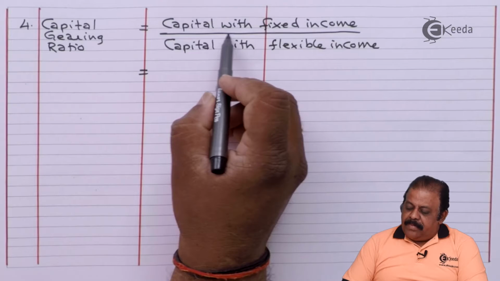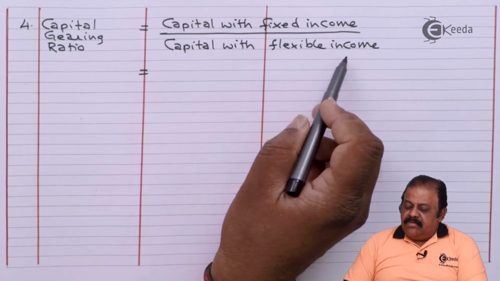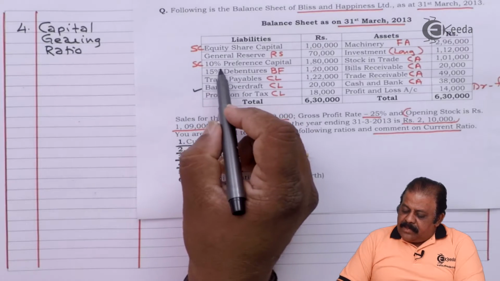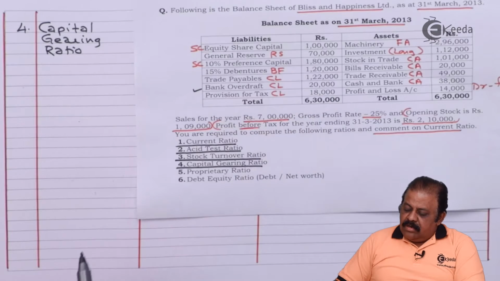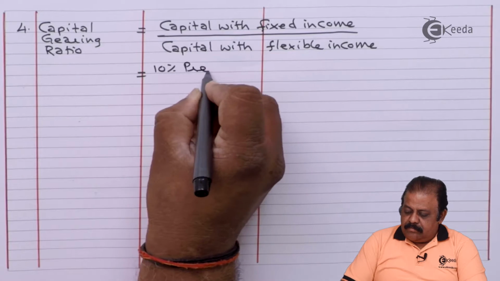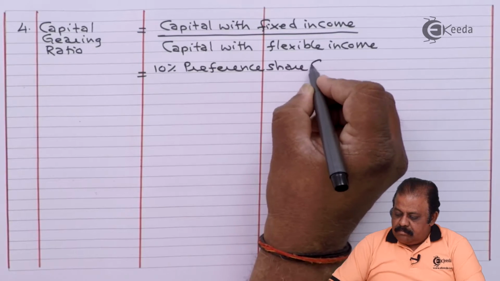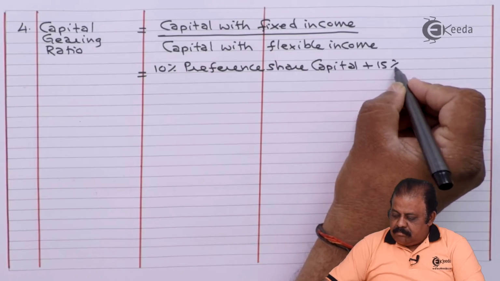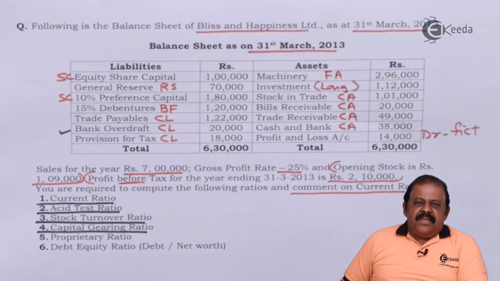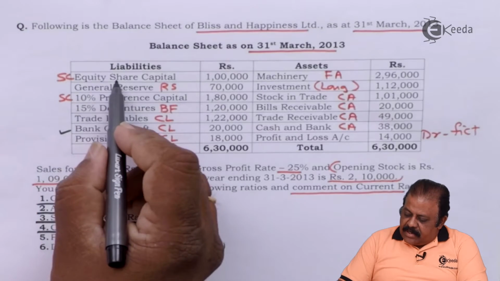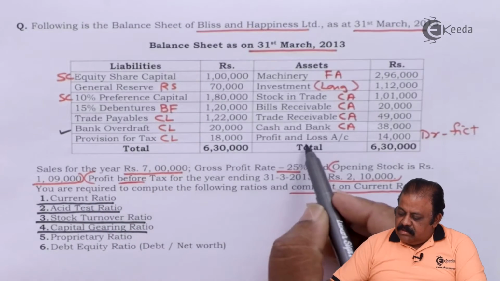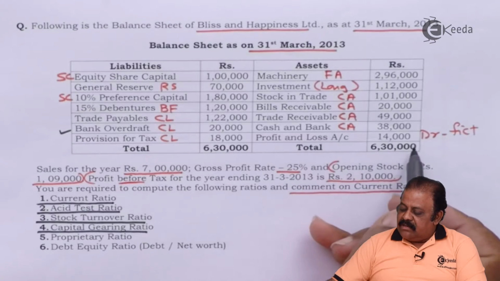Capital gearing ratio, capital with fixed income divided by capital with flexible income. Capital with fixed income we have 10% preference share capital 1,80,000, 15% debentures 1,20,000. Capital with flexible income means equity shareholders fund, equity share capital plus general reserve minus fictitious asset, that is profit and loss account.